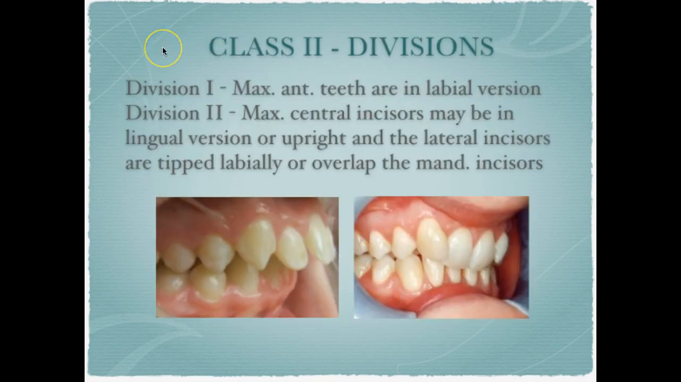Class 2 has 2 divisions, and they are related to the maxillary anterior teeth. Division 1 is where the anterior teeth are in labioversion, and division 2 is where the maxillary central incisors may be in lingual version or upright, and the lateral incisors are tipped labially or overlap the mandibular incisors. So this is class 2, which has 2 divisions, division 1 and division 2.